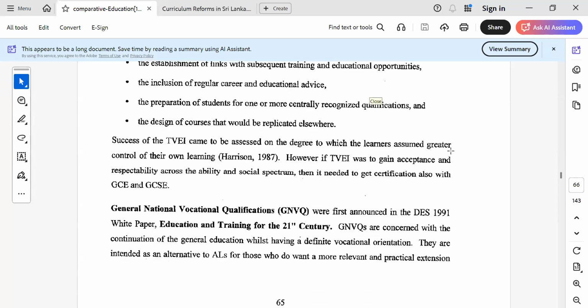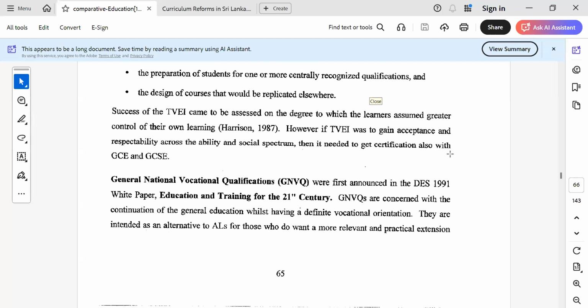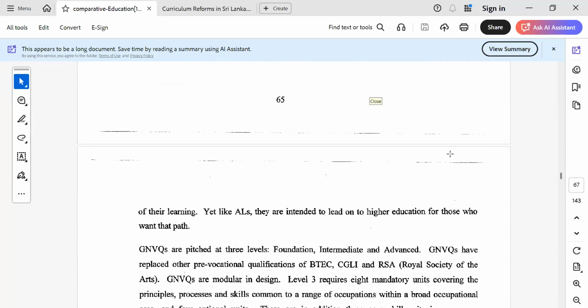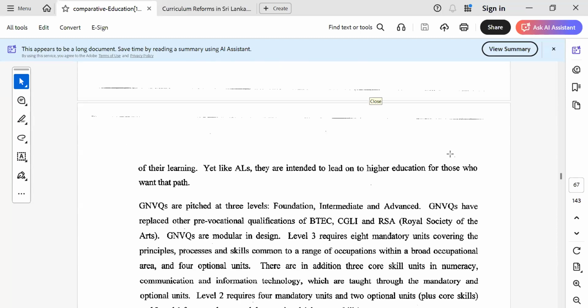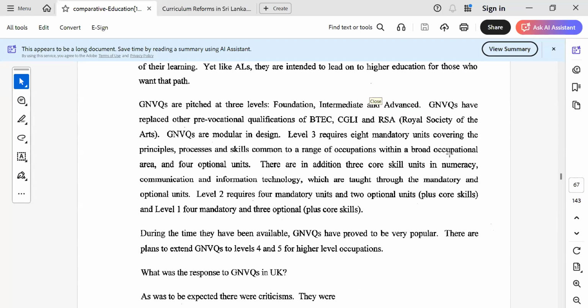So, general national vocational qualifications. See, they started in 1991, right? So, education and training for the 21st century. Even now we are emphasizing 21st century skills, right? There are 16 skills under the 21st century, in 3 categories of skills.